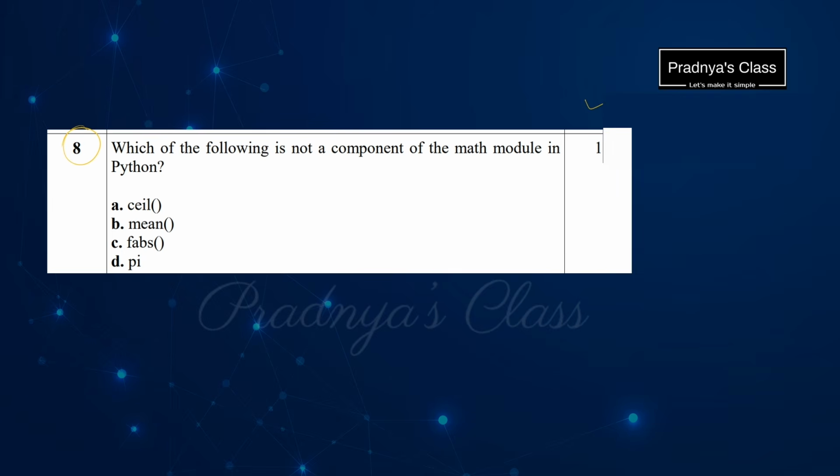There is one question based on modules. Which of the following is not a component of the math module? We studied some of the functions in the math module. ceil is a function of the math module, fabs is a function of the math module, and pi is a constant of the math module. It's not a function, but it is present in the math module. Only the function mean doesn't exist in the math module. It is a function of the statistics module. So the correct option is B.